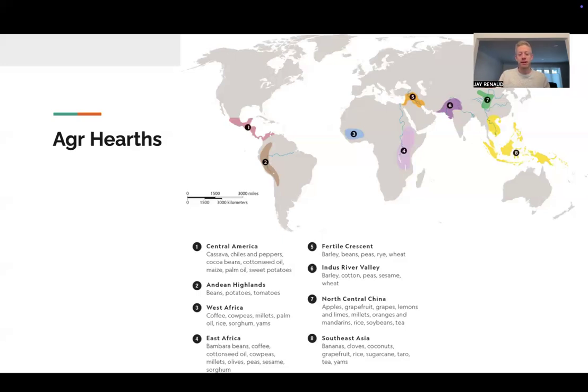Indus River Valley, also wheat, but nothing really sticks out to me too much there in terms of a crop that students should know originated in the Indus River. And then in Southeast Asia and in North Central China, rice. Another one in Southeast Asia, bananas. That's a question on the progress check, is about bananas and where it started and how then it came over to Central America.